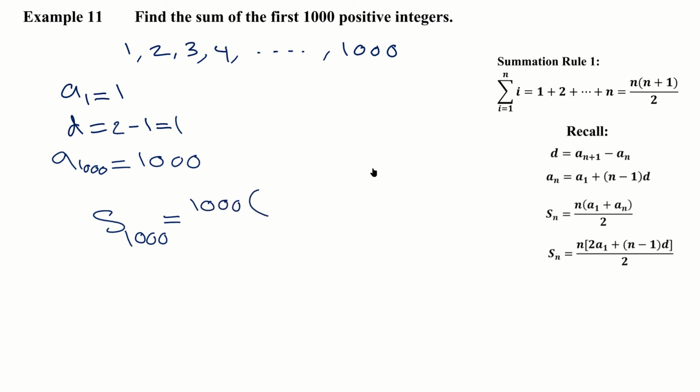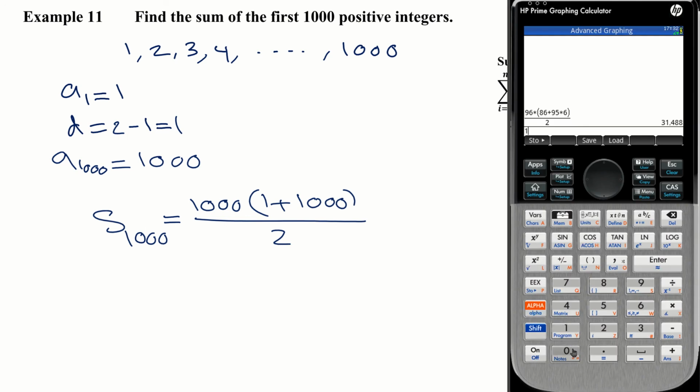times the first term of this sequence, which is 1, and the nth term is 1000, right? And we divide that by 2, so we can quickly compute that. So we have 1000 times 1001, and we need to divide that by 2. So we get 500,500.